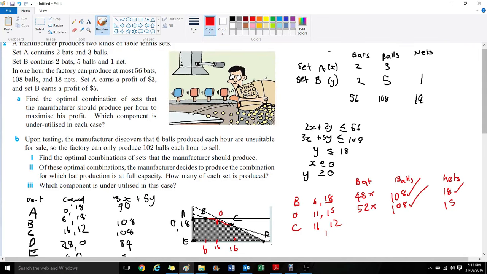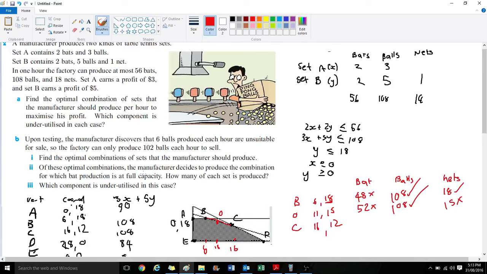So we can see here we haven't used all of the bats. Alright, yep, we've used all the bowls. Here we've used all the nets. Here we haven't used all the nets, okay? So these are faults in our system that it's picking up. Alright, so I won't go ahead and do part B, but I'll talk about it.